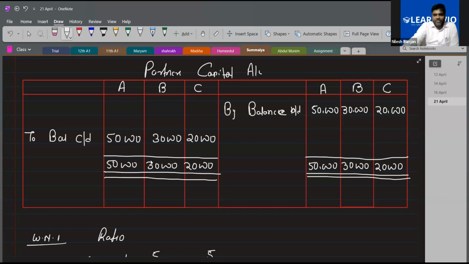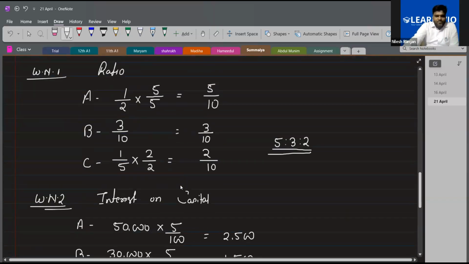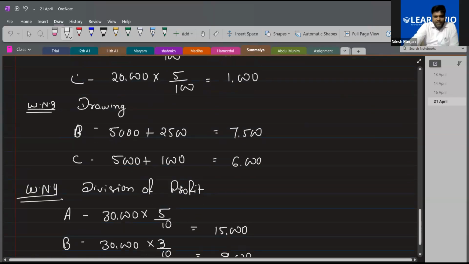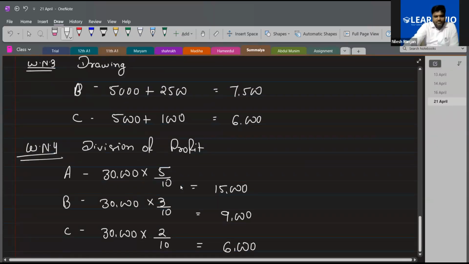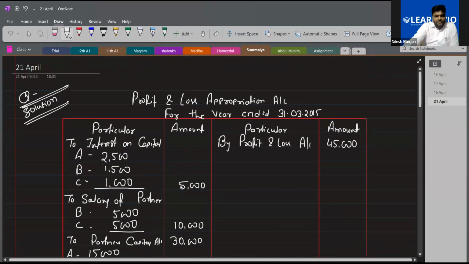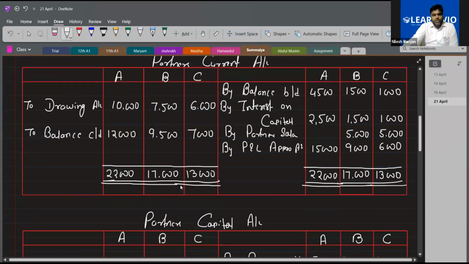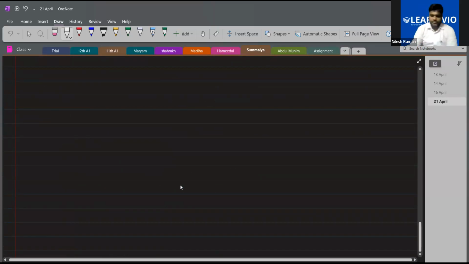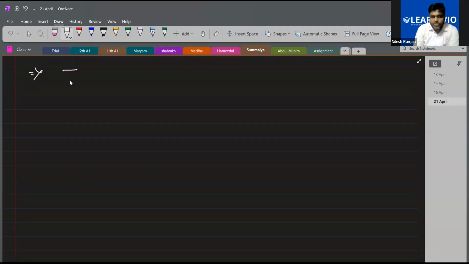You have taken the screenshot? Okay. All these working notes and the accounts. Now, after this partner's capital account, there is a concept of interest on capital and drawing. Interest on capital and then interest on drawing.